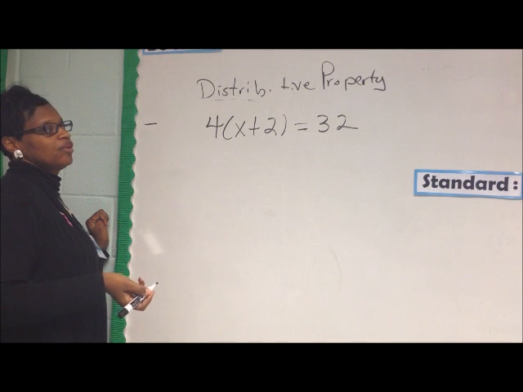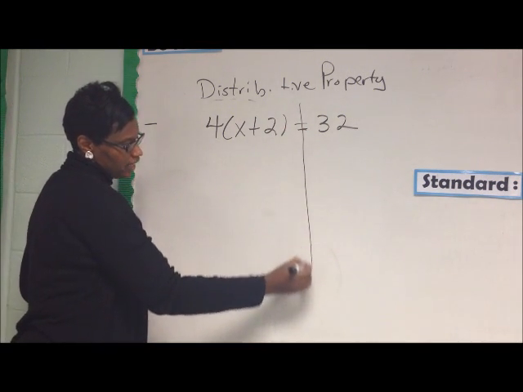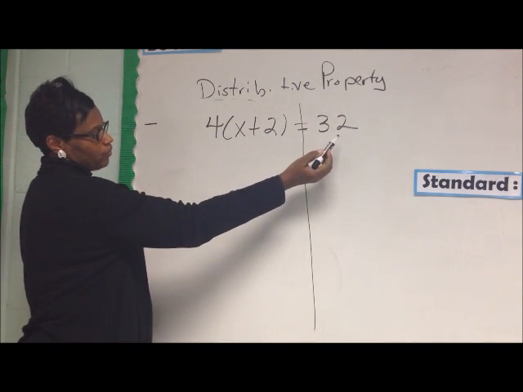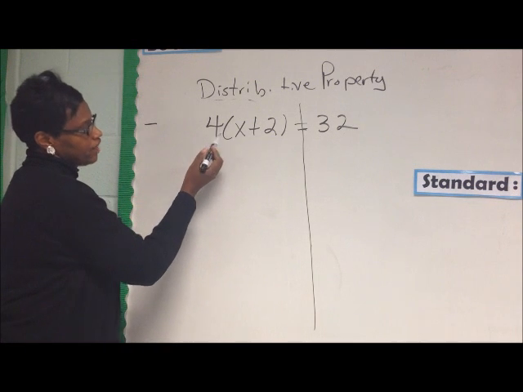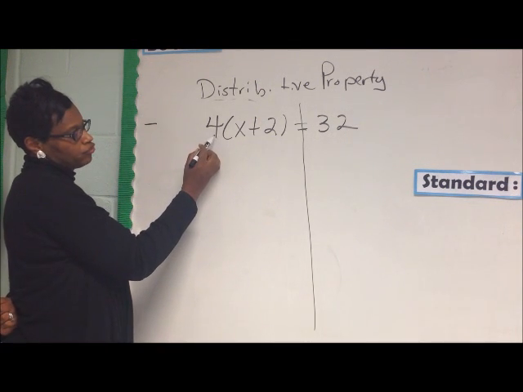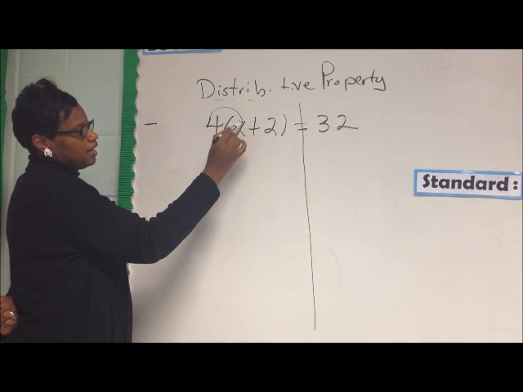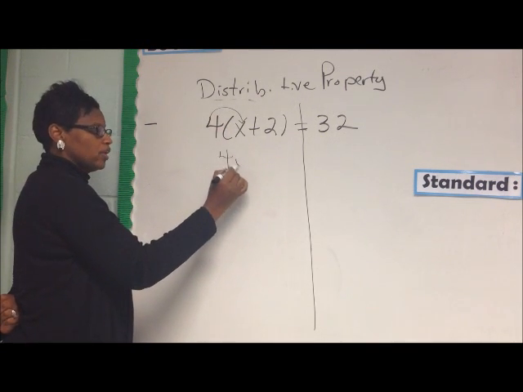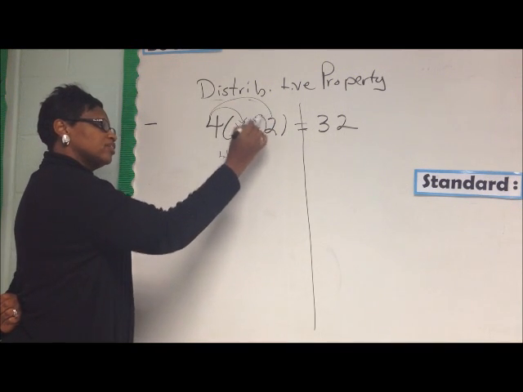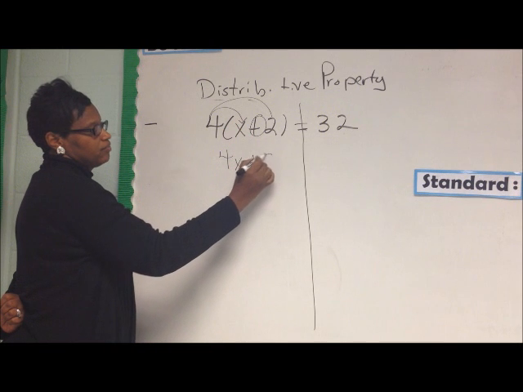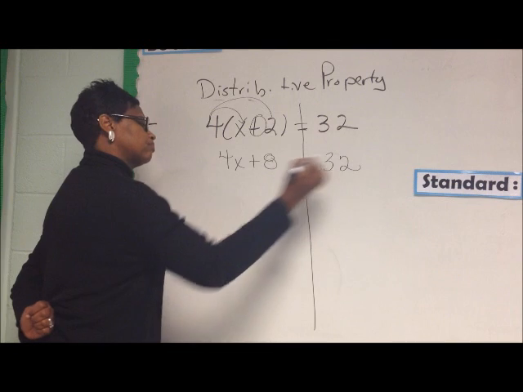Today we're going to review the distributive property. First thing I need you to do is go ahead and draw your line to separate the equation from your equal sign. You're going to take this outside number, which is the number you would distribute inside the parentheses. We're going to say 4 times x, which will give you 4x. Then 4 times positive 2, which will give you positive 8. Bring this down, equals 32.